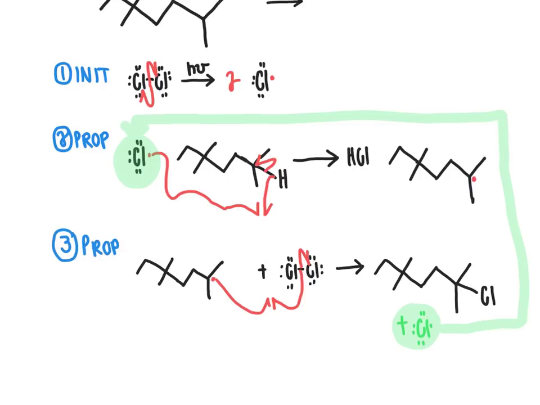So therefore, steps 2 and 3 can cycle through over and over and over again until we have exhausted the supply of radicals. Then we start to get into the termination step, where radicals will join up with other radicals to give products that do not have any radical in them. So our propagation steps here are yielding one carbon radical that can go on and propagate the process.